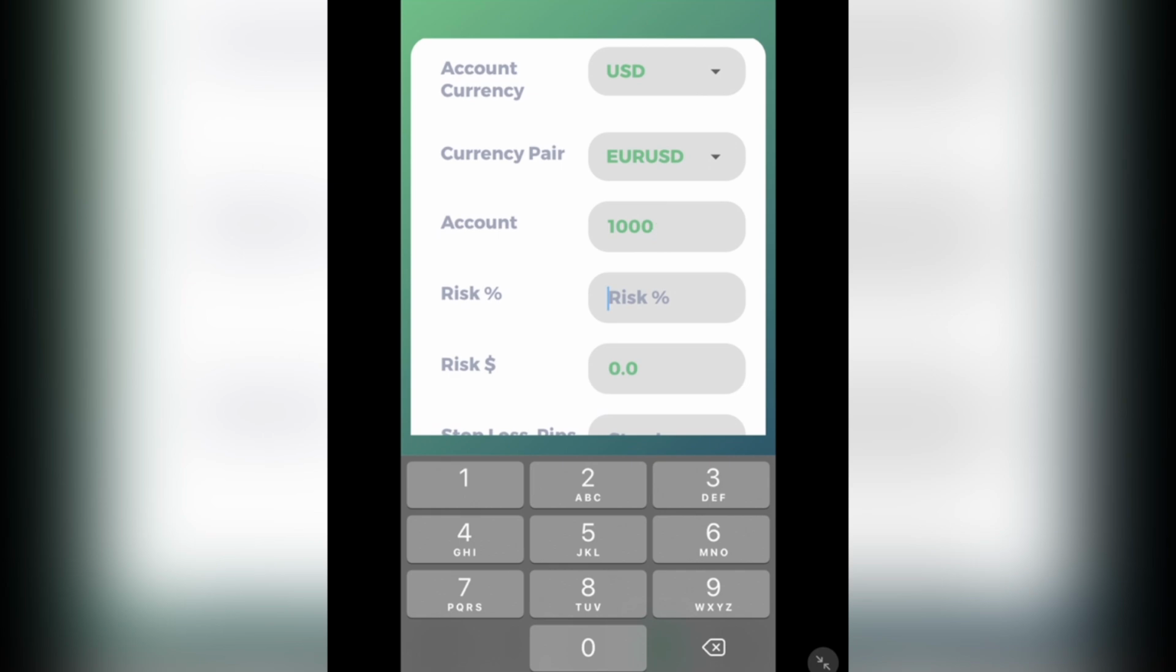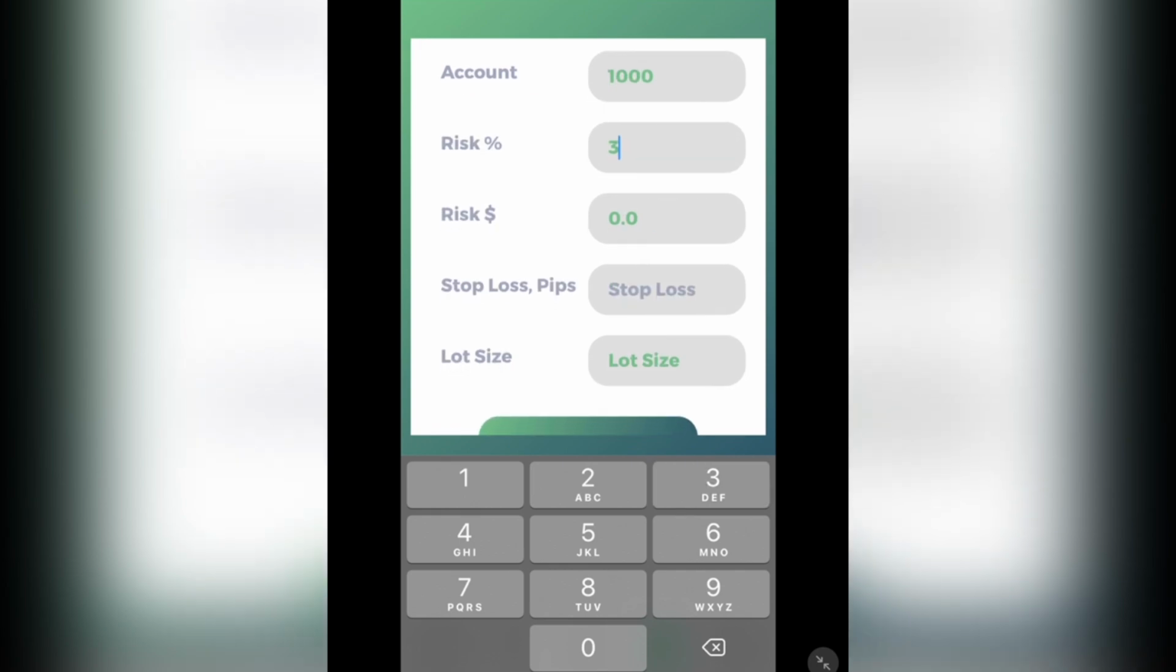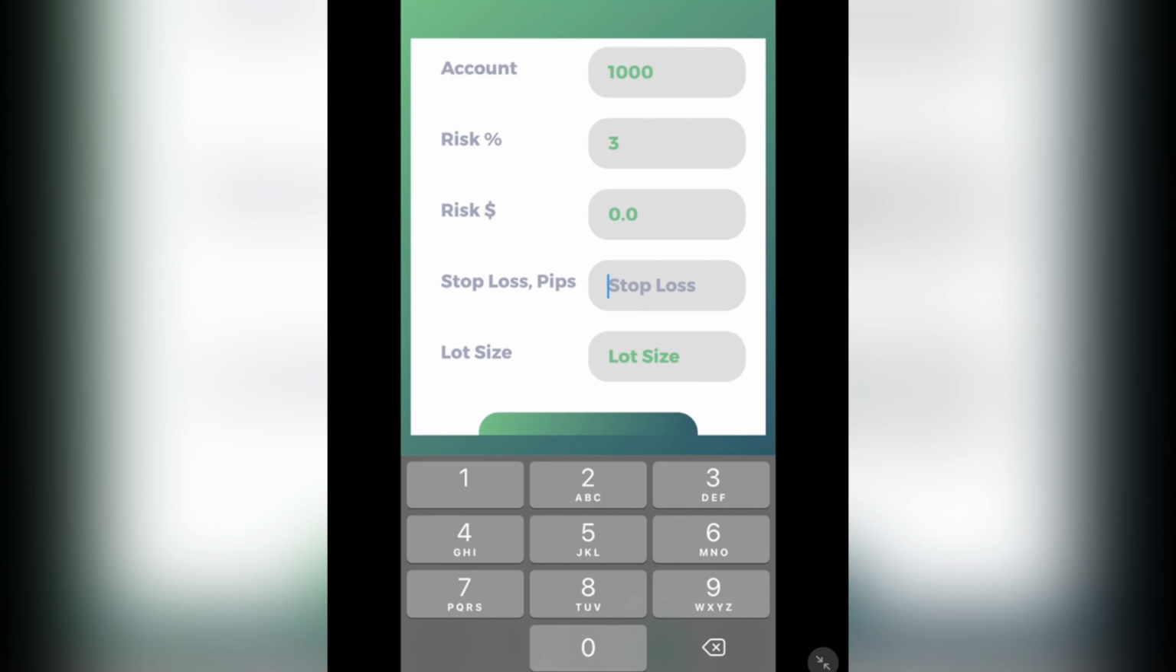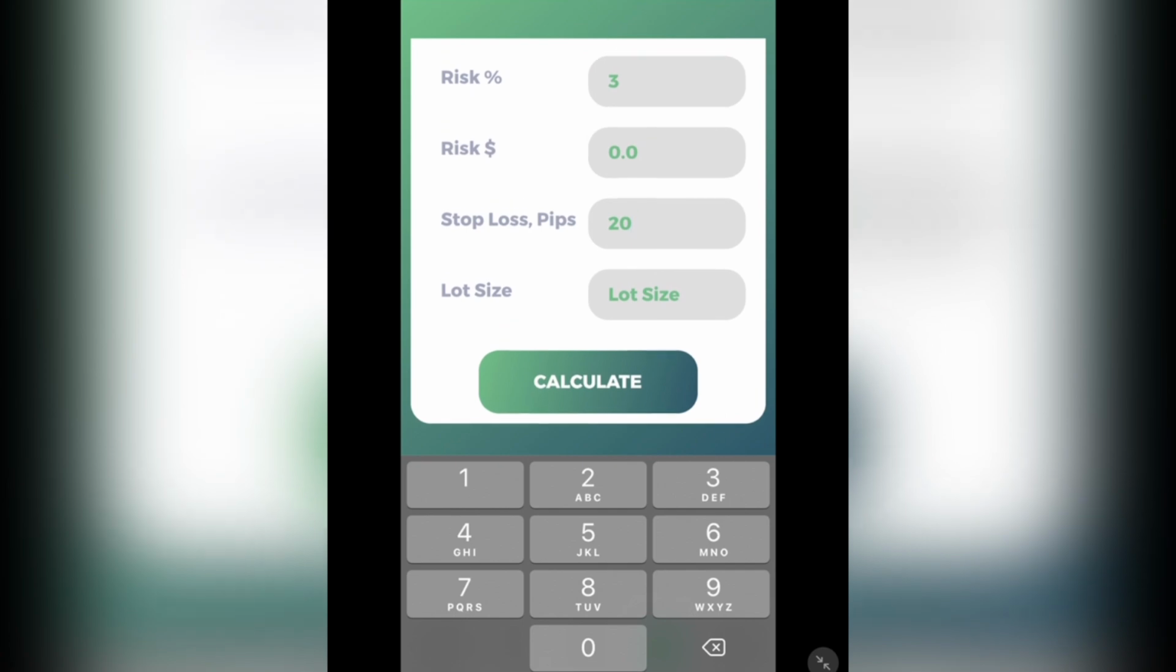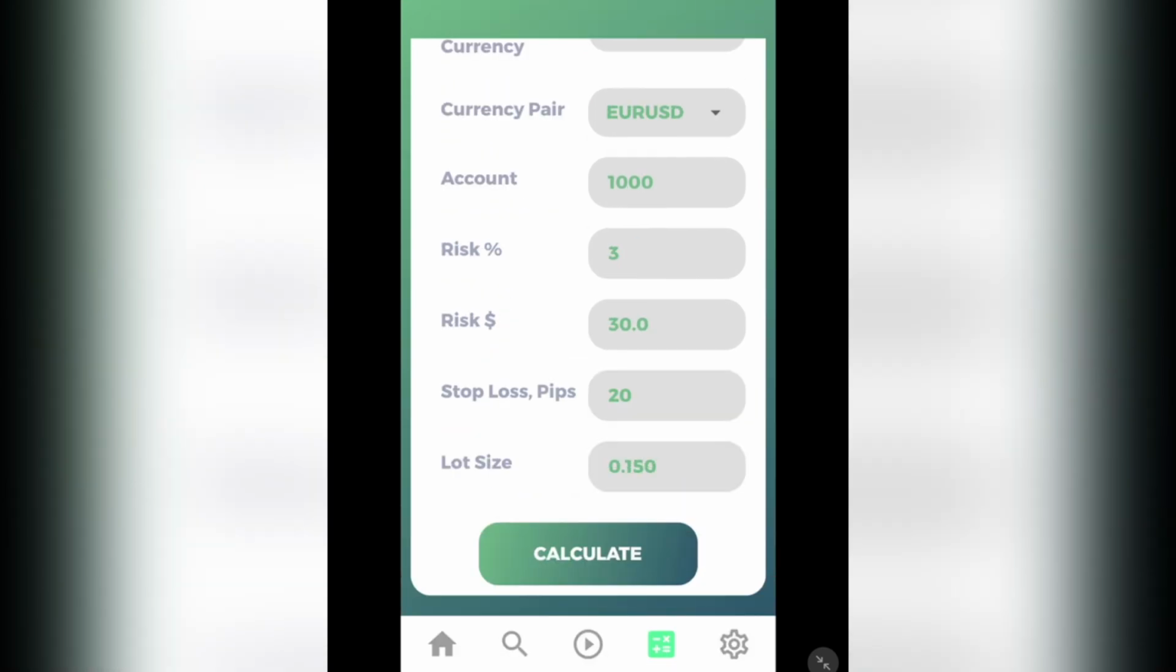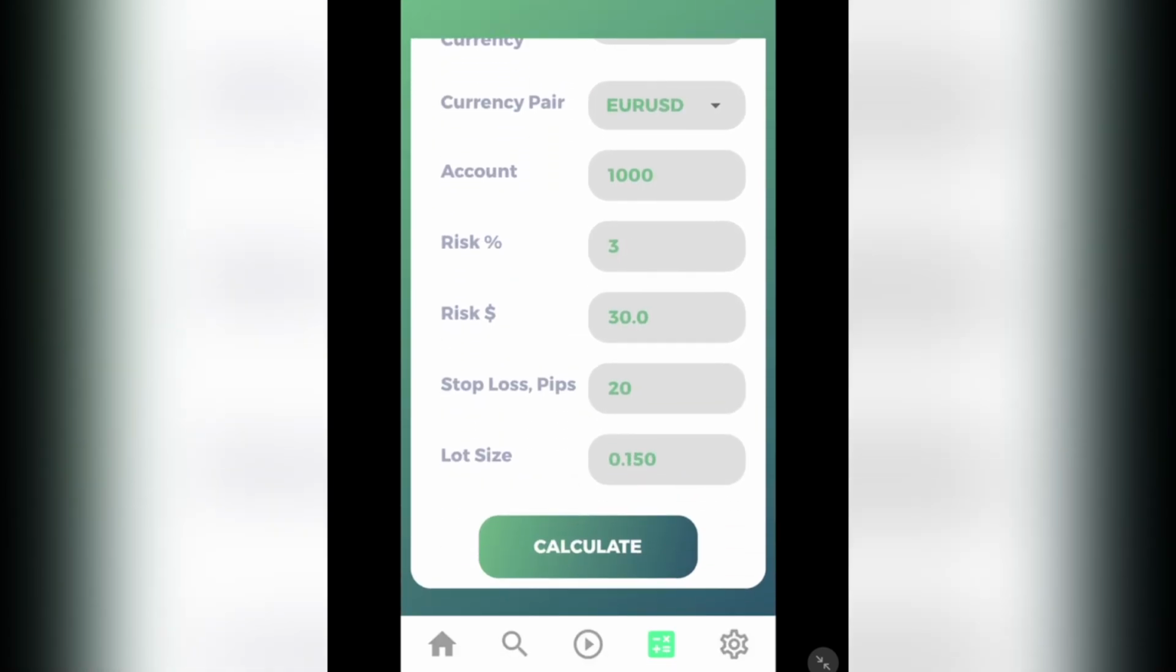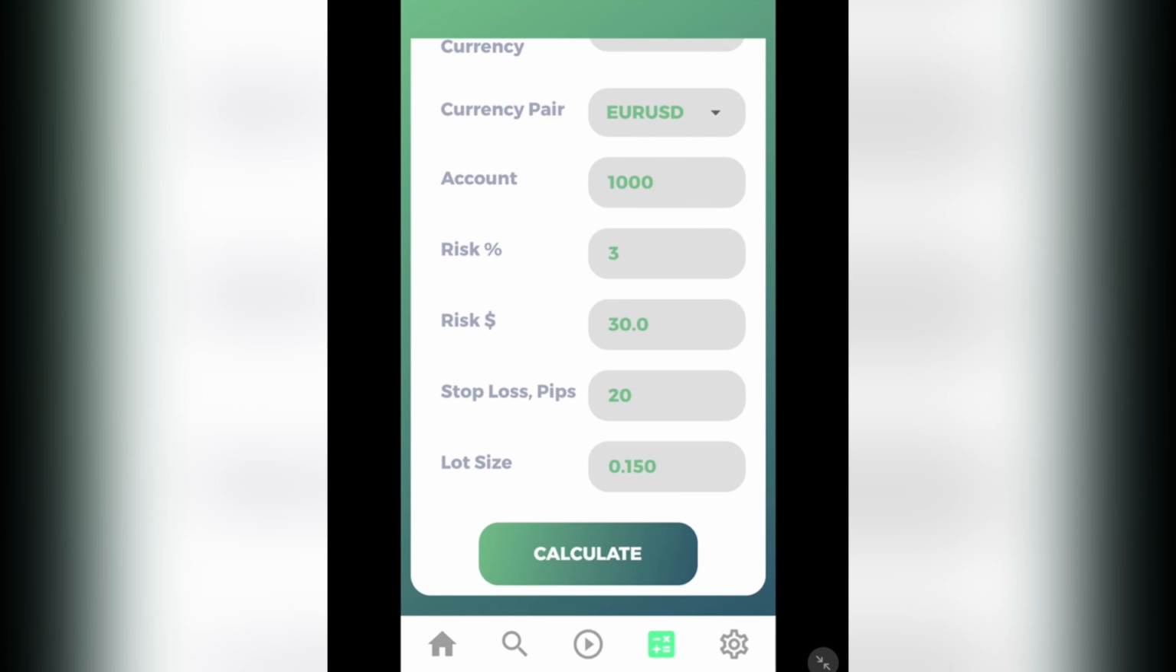For this example, I'm going to put $1,000. 1 to 3% risk is ideal. And then this stop loss was about 20 pips. So go ahead and calculate. And we're risking $30 and about 20 pips. So our lot size is 0.15, meaning $1.50 per movement. $1.50 times 20 is $30 risk. The max that we're risking for this trade is $30 and 3%.